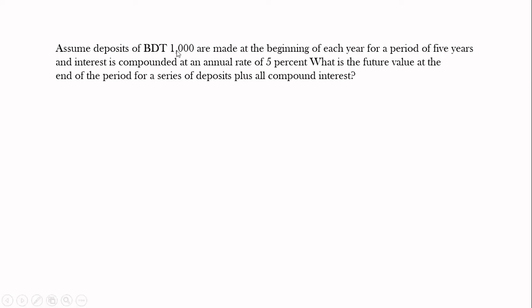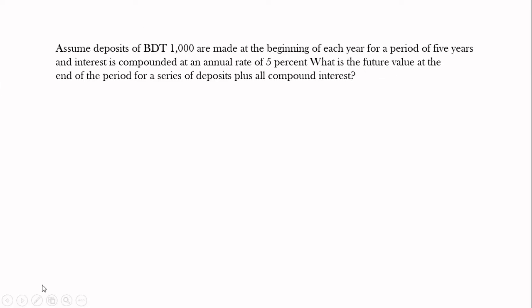Assume deposits of BDT 1000 are made, BDT is Bangladesh Taka, 1000 are made at the beginning of each year for a period of 5 years, and interest is compounded at an annual rate of 5%. What is the future value at the end of the period for a series of deposits plus all compounded interest? Okay, so we get that since a series of payments is mentioned here, it is an annuity math. Now, which annuity, future or present? The future value is directly mentioned here, so you have to identify the future value of annuity.